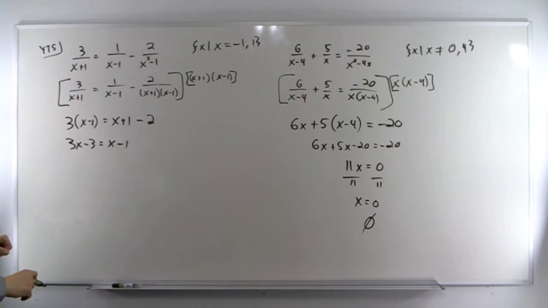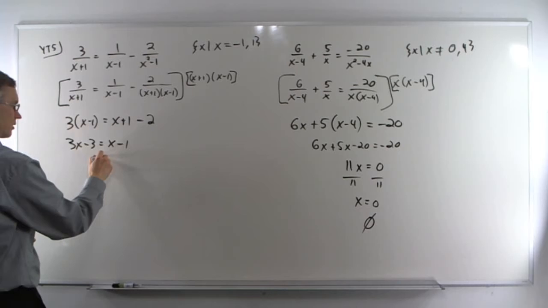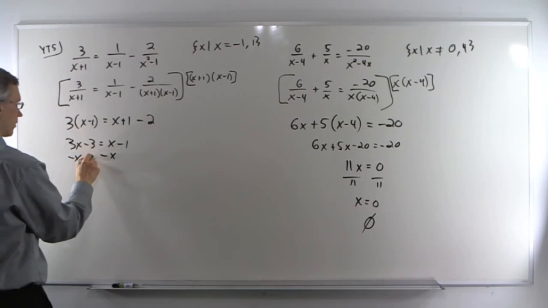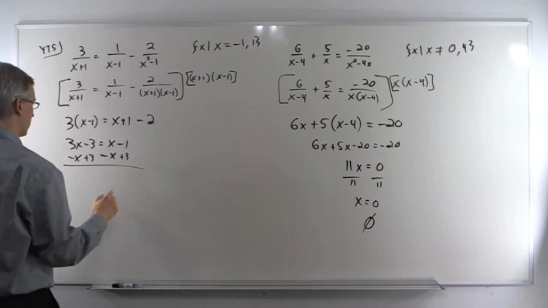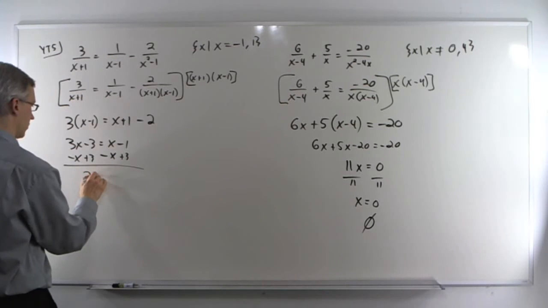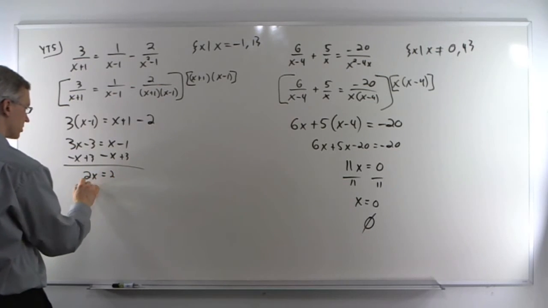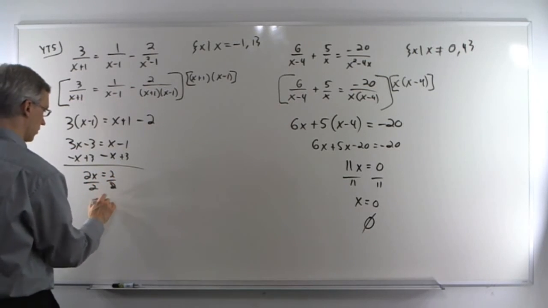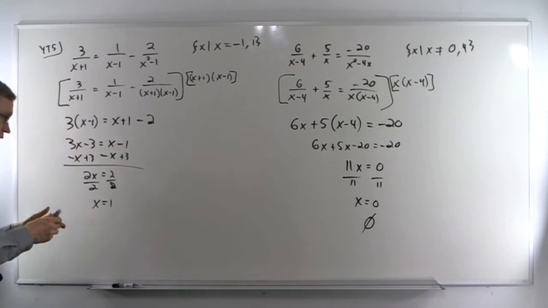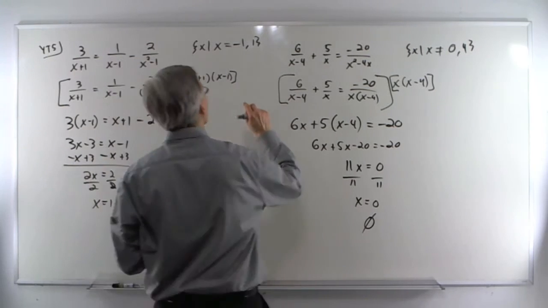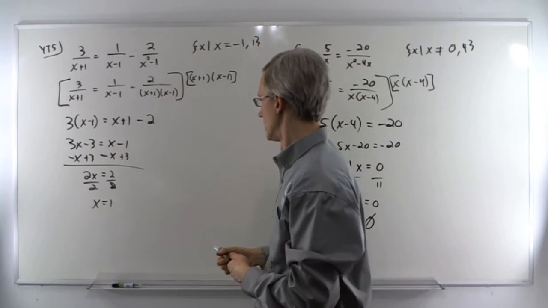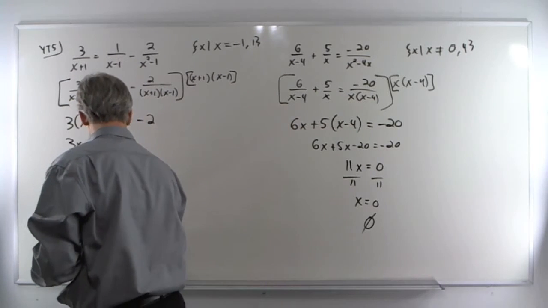So you're at 3x minus 3 equals x minus 1. Your 2x equals 2. Or x equals 1. But 1's excluded, so there is no solution.